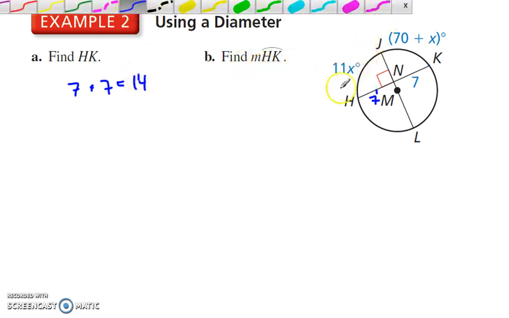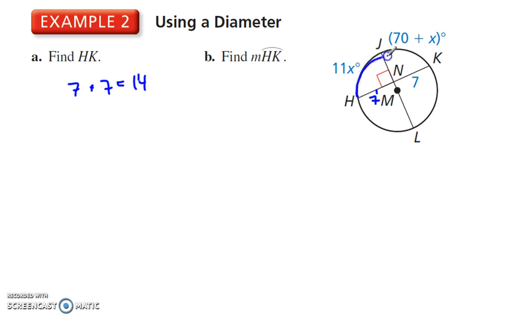All right, next we want to find the measure of arc HK. So from here to there, we know something about this arc and this arc. Since the diameter is a perpendicular bisector of HK, then it also bisects the arc HK. So therefore, the arc HJ is equal to JK, because this is a perpendicular bisector.